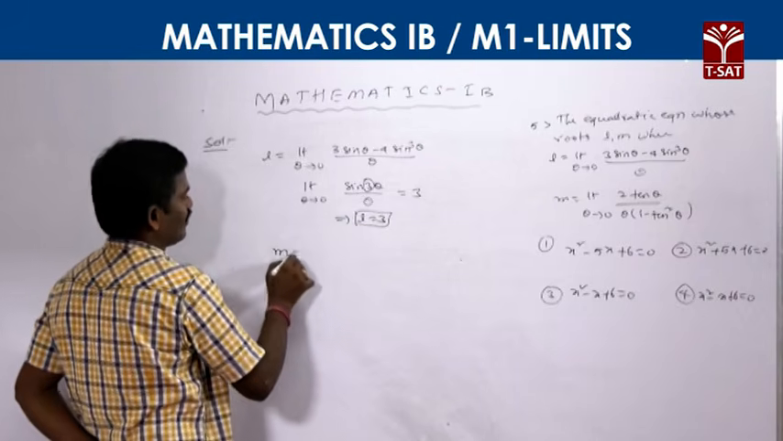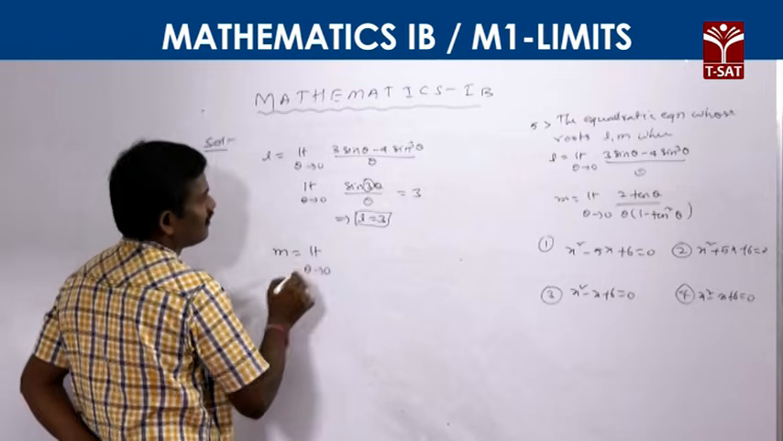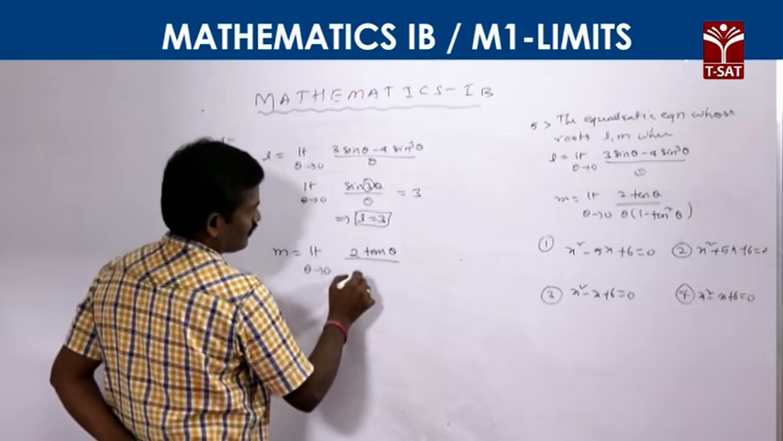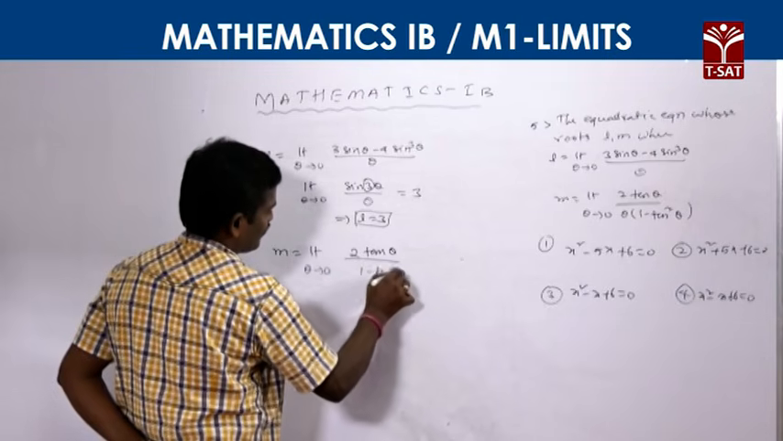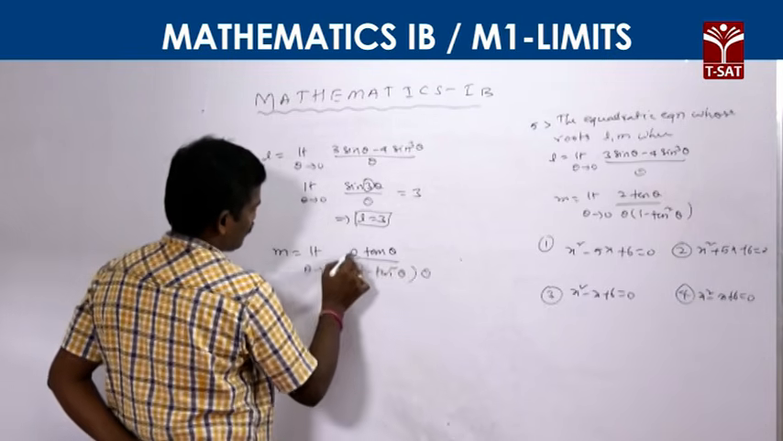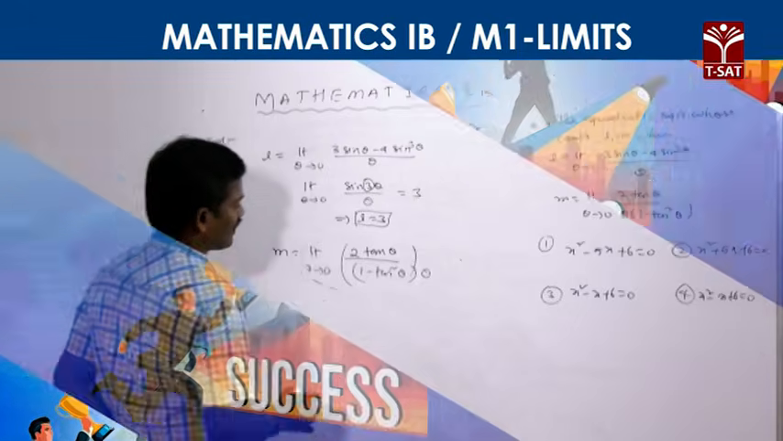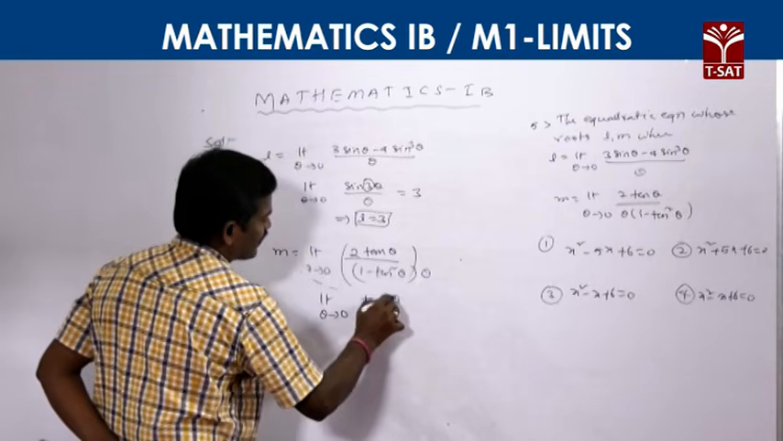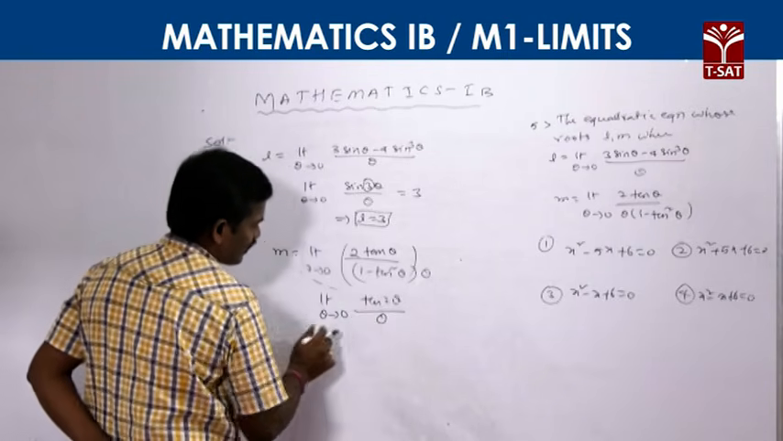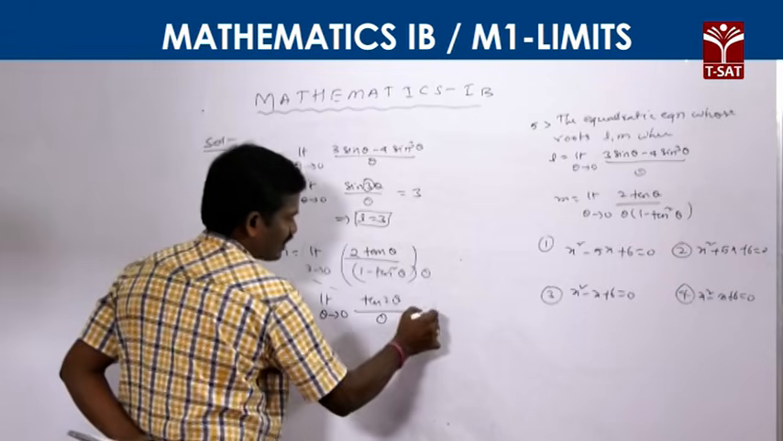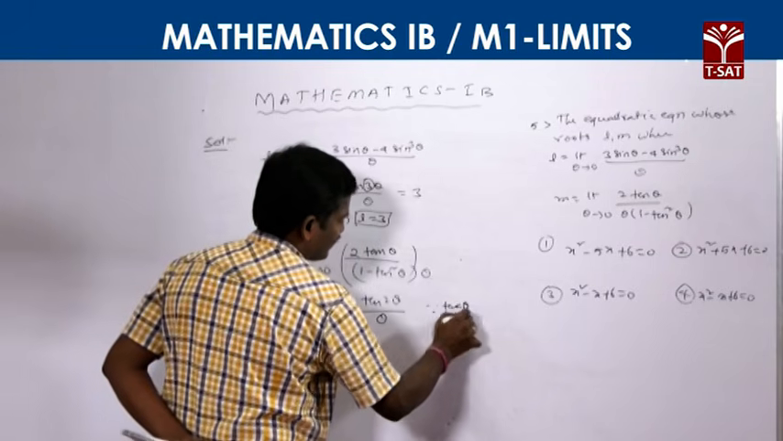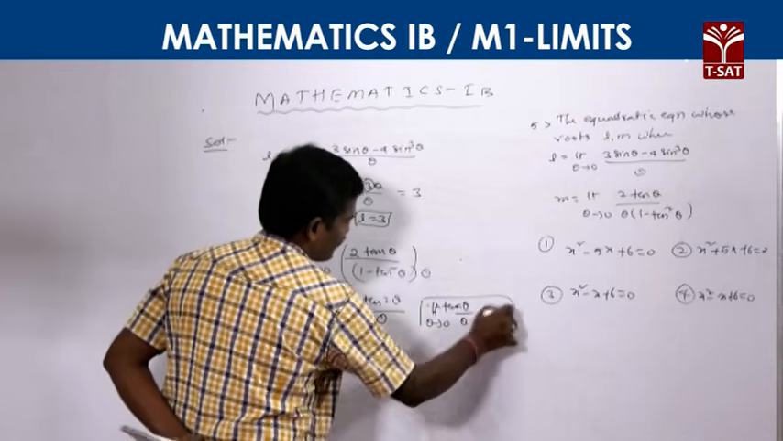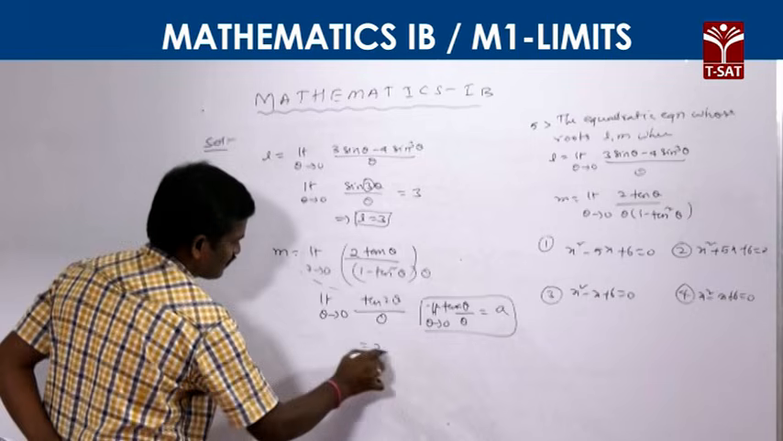Next M. M equals limit theta tends to 0, 2 tan theta by 1 minus tan square theta into theta. So this 2 tan theta by 1 minus tan square theta, tan 2 theta formula, limit theta tends to 0, tan 2 theta by theta. Here also the tan a theta by theta formula, limit theta tends to 0, the answer is a. So by that concept, here 2 is the answer, M is 2.